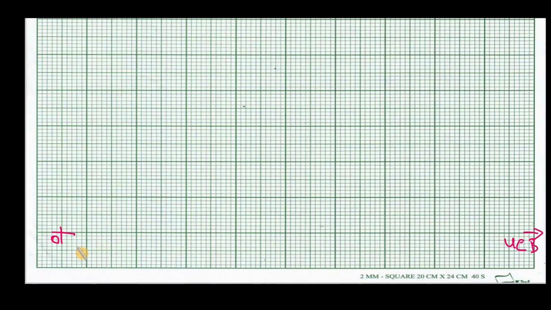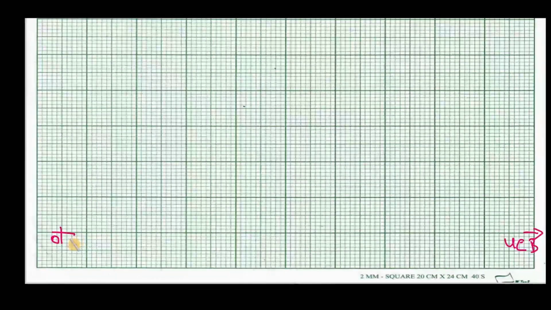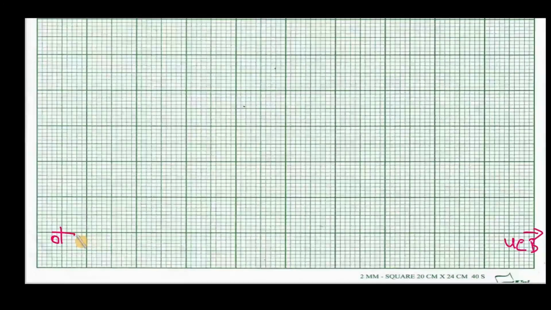So this is our graph, and on the x-axis, if we take 2 centimeter to be 10 units, it means one of these is 5 units. You can look very well. These are the smaller squares. Here there are 5. You have 1, 2, 3, 4, 5.